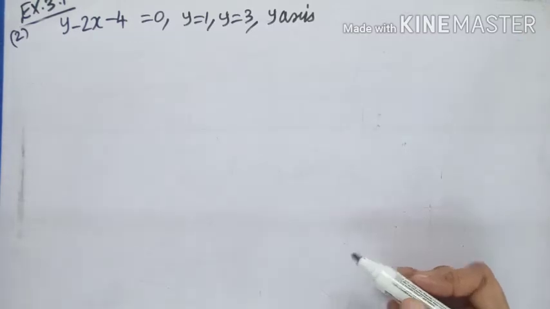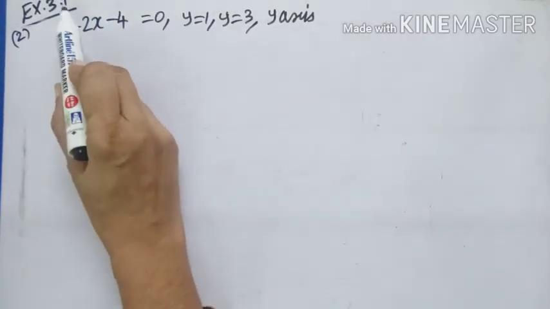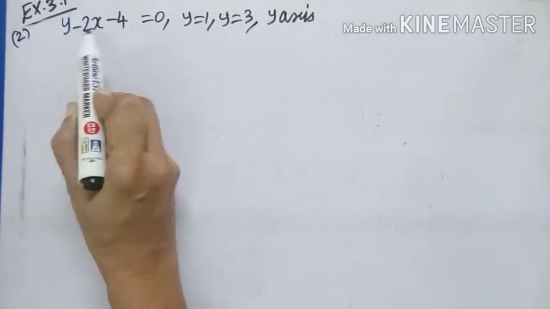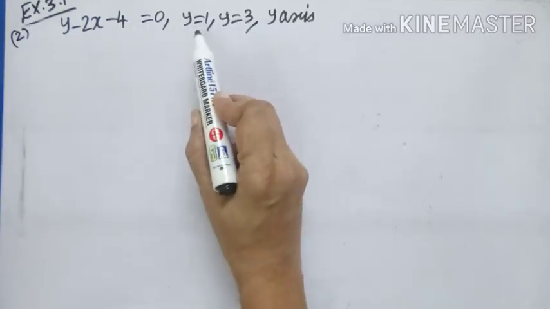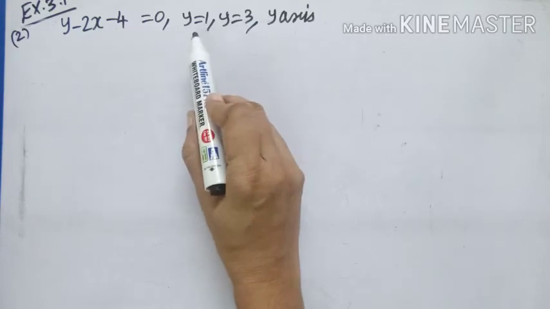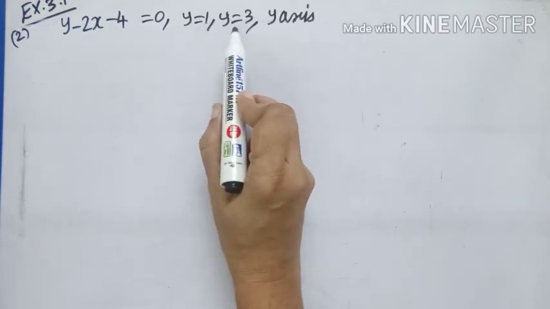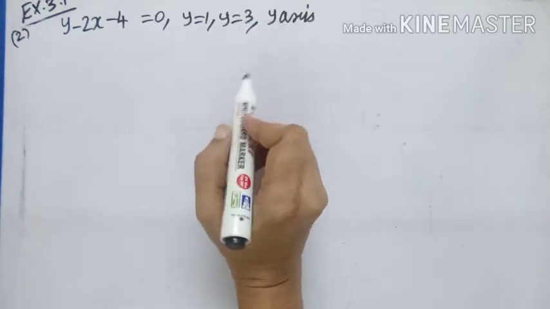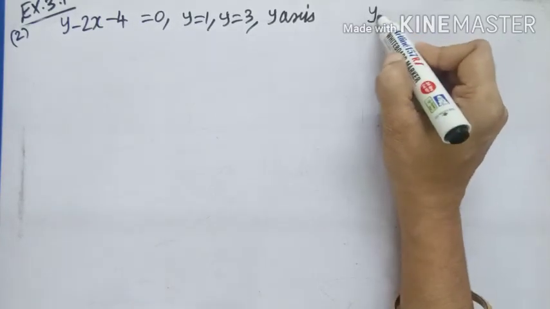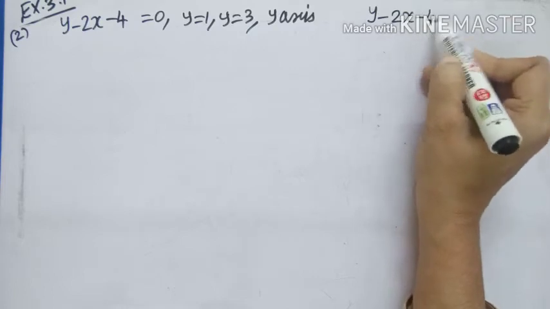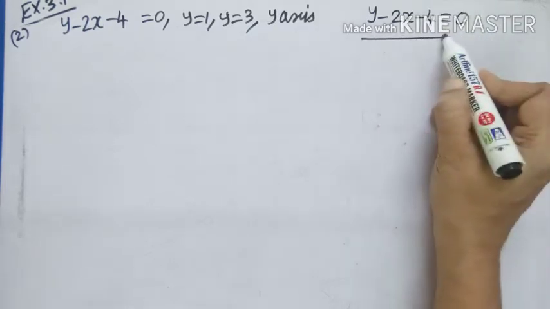Question number 2. We are again given y power 1, x power 1, in between plus or minus. It represents a line. But now the limits are y equals 1 and y equals 3, bounded by the y-axis. First, let us try to draw the line. So what is the line given? y minus 2x minus 4 equal to 0.